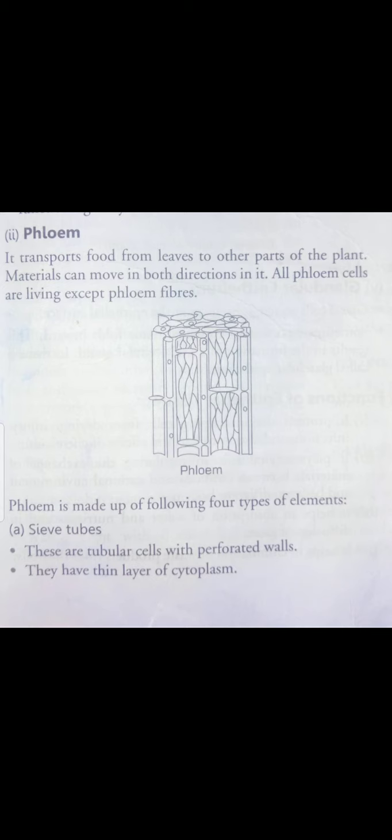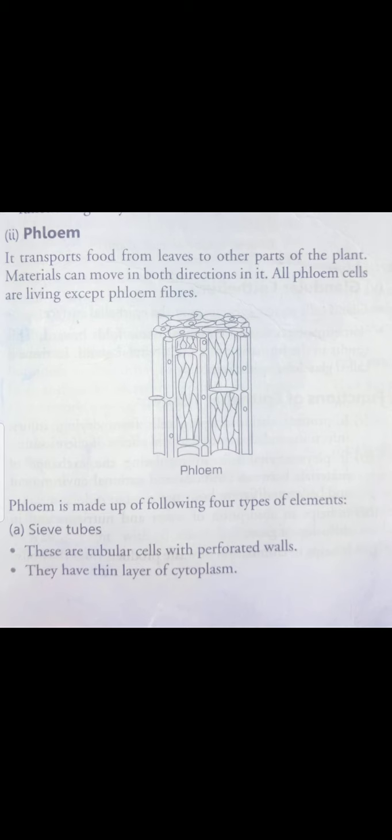We say it as salni. How it has small holes, the same way these tubes are also having small openings on the outer side. So they are called as sieve tubes. So see here, these are tubular cells. Tubular means tube-like with perforated walls. Perforated means having holes on them, small, tiny, minute holes are present on the walls. So they are called as perforated walls.